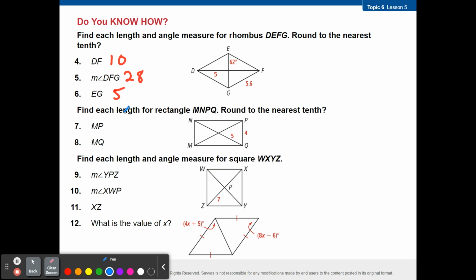All right. Let's take a look at number 12. Now, number 12, you should have gotten x equals 11. Are there any questions on that one? No? Are we good? Homework is on Delta today. Tomorrow it will be on Realize, but not today.